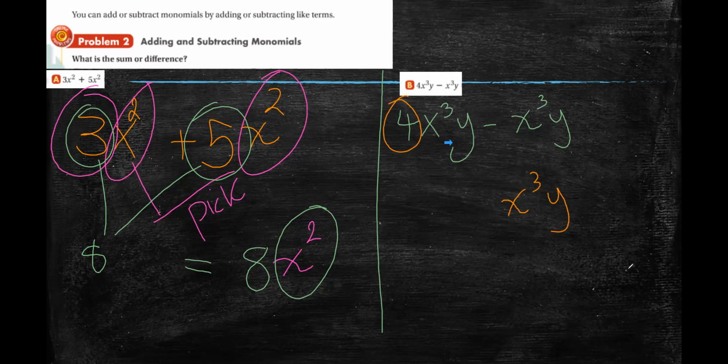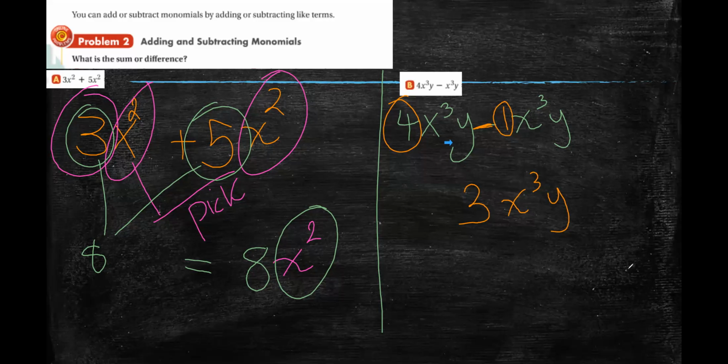So here the coefficient of the first one is 4, and the coefficient of the second one is what? 1. So I will subtract now. We have subtraction. So 4 minus 1 is what? 3. The answer here is 3x cubed y.